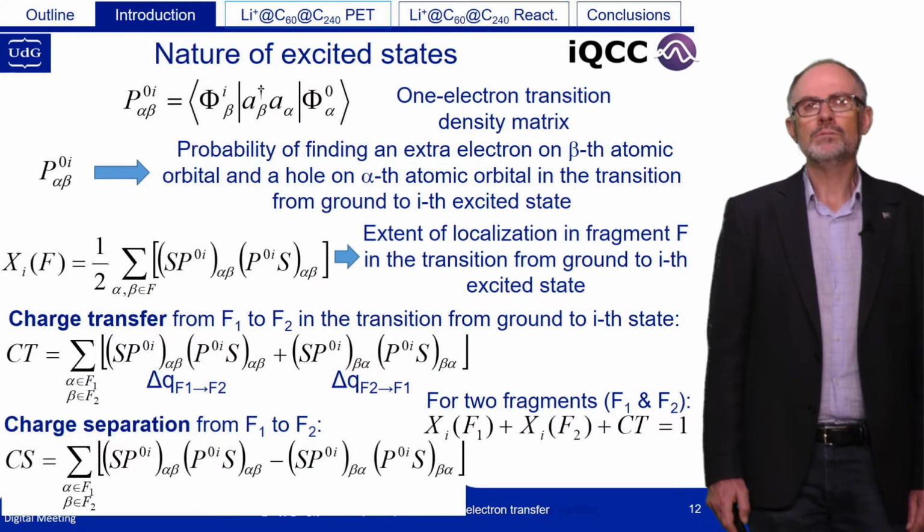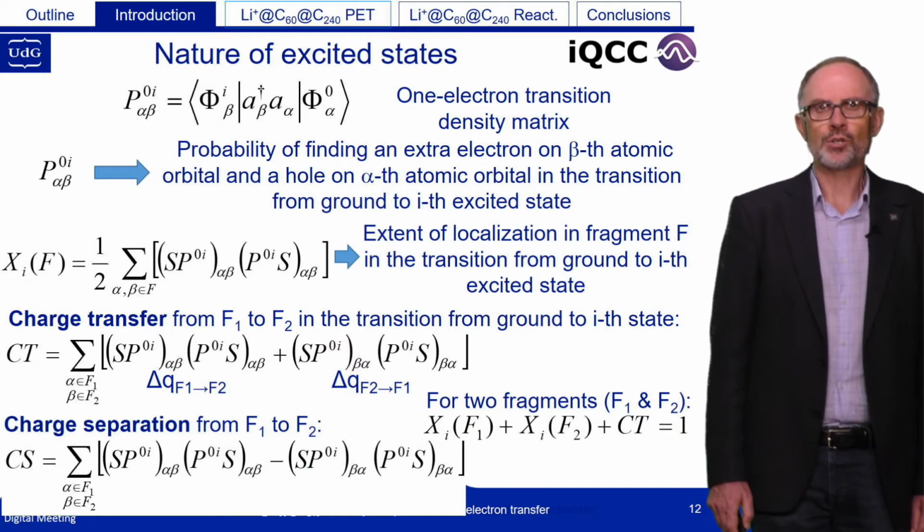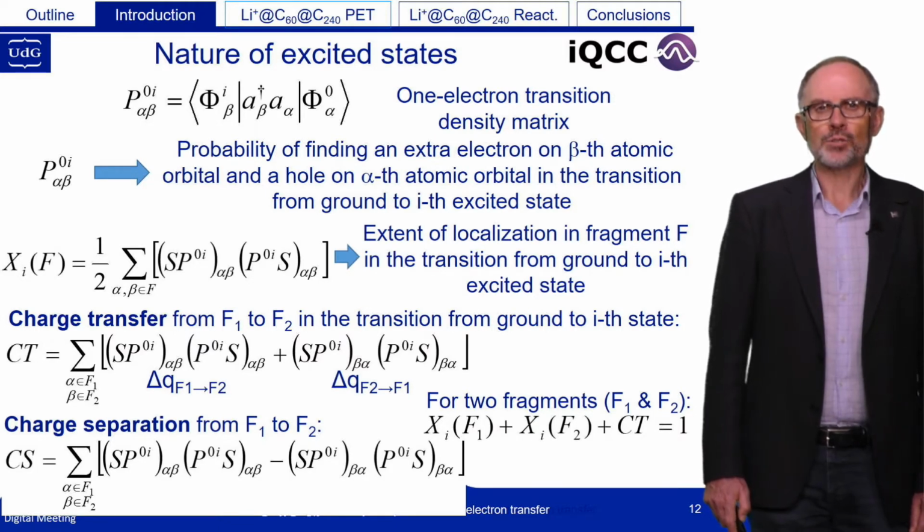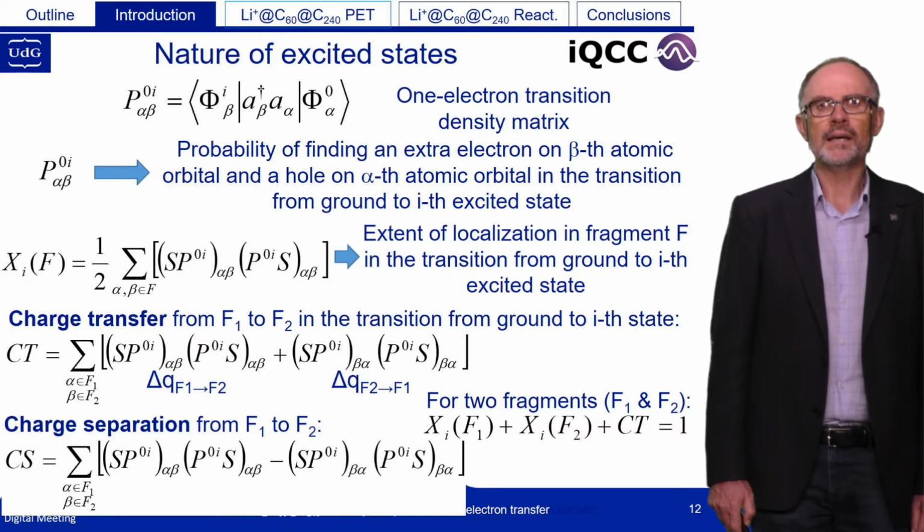So how do we characterize the nature of excited states? The one-electron transition density matrix is the key quantity. The element P alpha beta of this matrix yields the probability of finding an extra electron on the beta atomic orbital and a hole on an alpha atomic orbital in the transition from the ground to the excited state.